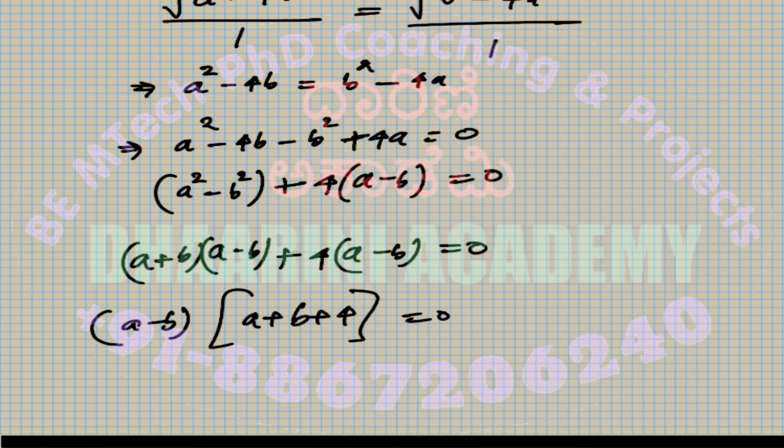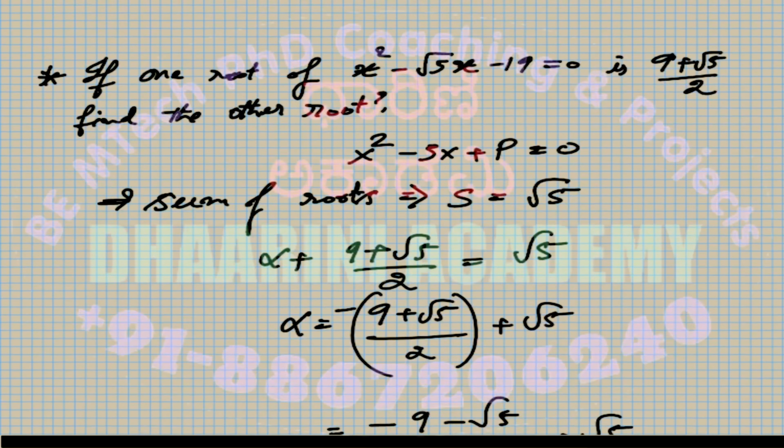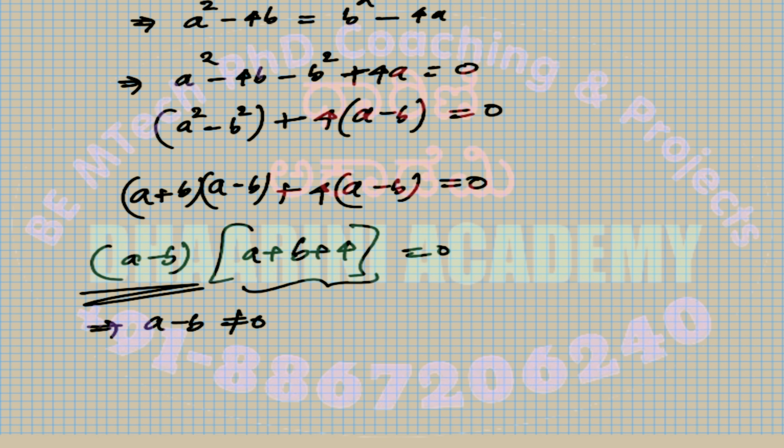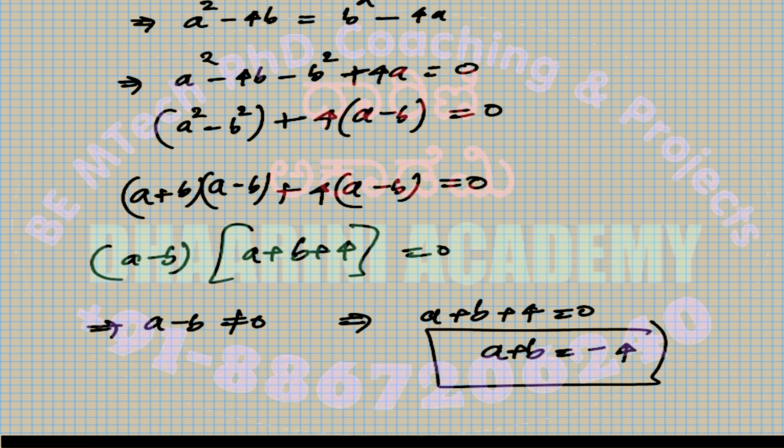See, they have given a condition in the question itself which says that a is not equal to b, right? So when I say a is not equal to b, this means in the equation a minus b is not equal to 0. This implies a minus b cannot be equal to 0, right? This term cannot be 0, this one must be 0. So this means a plus b plus 4 equals to 0. So a plus b is equal to minus 4 is the required answer for the question.